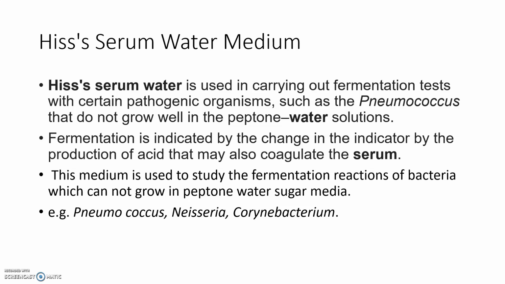Hiss serum water medium is used in carrying out fermentation tests with certain pathogenic organisms such as pneumococcus, which is the causative agent of pneumonia, that do not grow well in the peptone water. So, in the peptone water, normally pneumococcus doesn't grow well. So, instead of peptone water, we are using Hiss serum water.